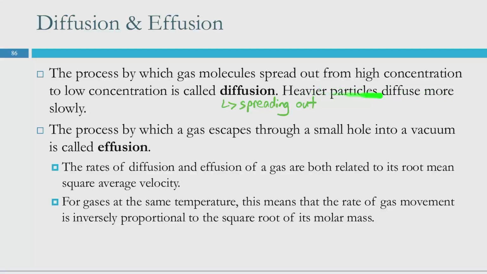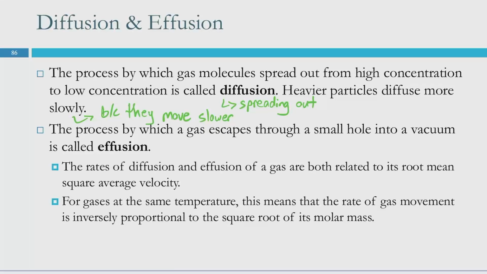Heavier particles are going to diffuse more slowly because they move more slowly at a given temperature. So at a given temperature, heavy particles are going to spread out more slowly because they've got the same average kinetic energy. Light particles move really fast, and so they're going to spread out more quickly.